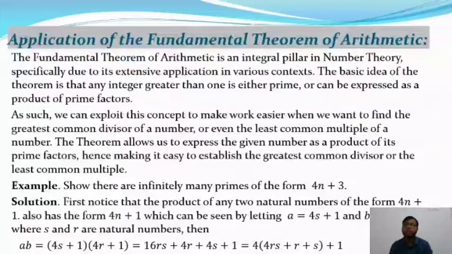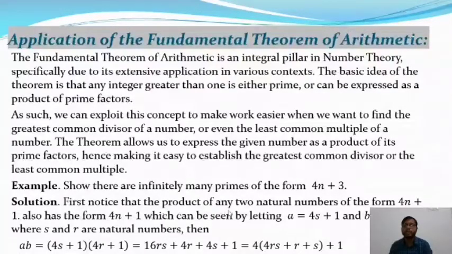The theorem allows us to express a given number as a product of its prime factors, hence making it easy to establish the greatest common divisor or the least common multiple. First, we take each number as a product of prime factors, and from this we get the greatest common divisor as well as the least common multiple of the numbers. Here is an example of the application: prove that there are infinitely many primes of the form 4n plus 3. Here is the solution.